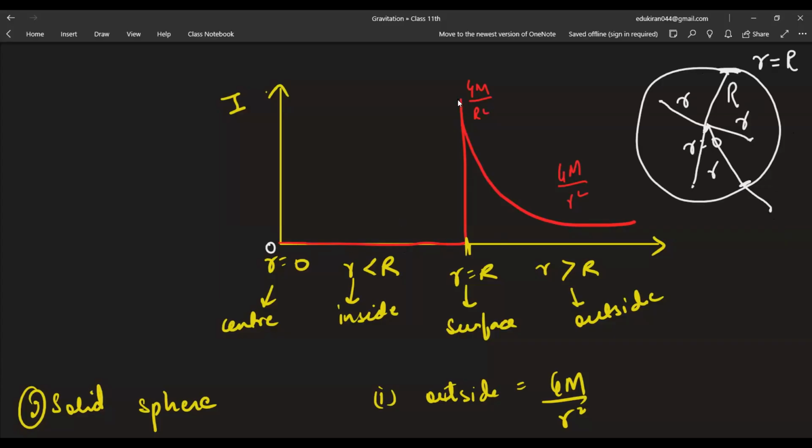At the surface, you have a value GM by R square, and then it decreases as GM by small r square. It is inversely proportional, it decreases.